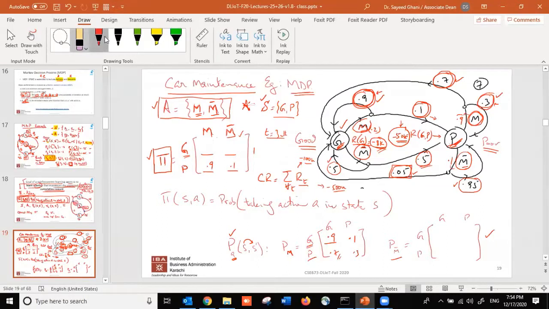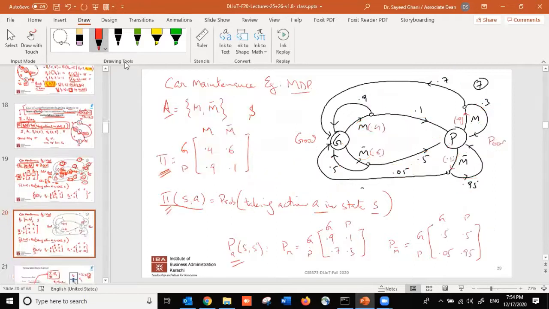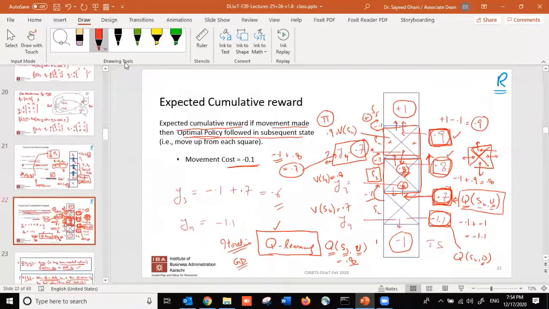So basically what we're trying to figure out is that when you're in the good state, what should be your probability of maintaining it? So you clearly don't want to make it 100%, but you may want to have some probability associated with this, which gives you the maximum reward. Okay, so that's what we're trying to do.